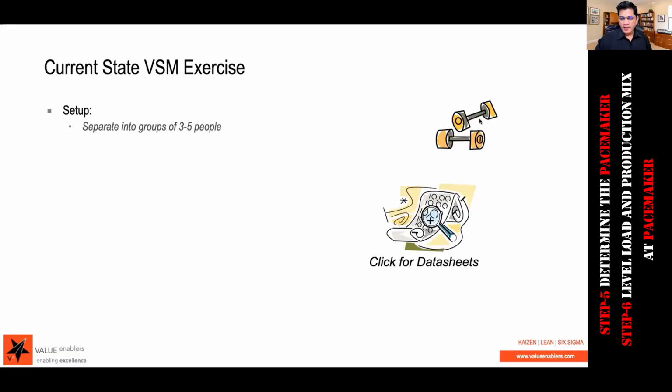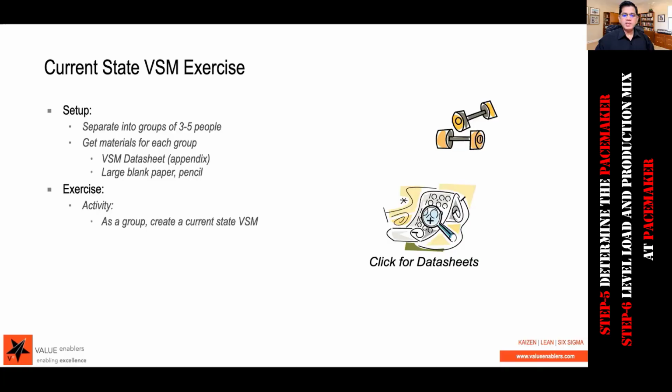So if you are a trainer, you can generally give an exercise to them. Separate them into 3 to 5 groups, get materials for each group: a VSM data sheet you can give them, large blank paper, pencil, and the exercise is, as a group, create the current value stream map, calculate lead time and process cycle efficiency, and recommend Kaizen events for the future state.